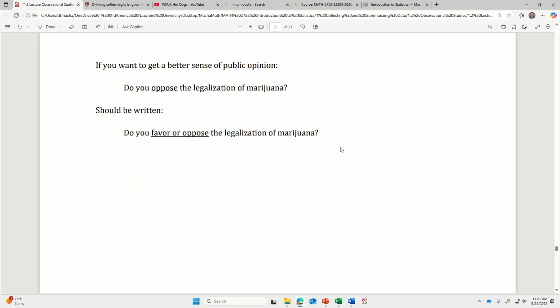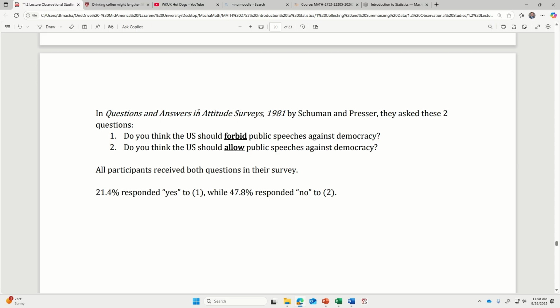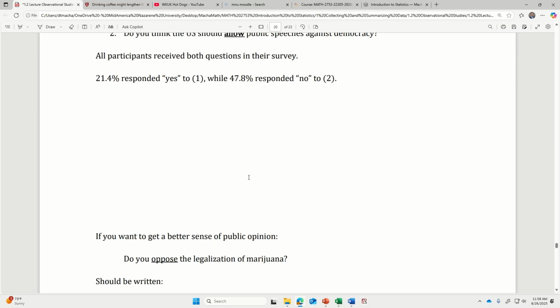The best practice is to use both words. The best practice here is not to ask, do you oppose the legalization of marijuana, but to say, do you favor or oppose? It reduces that effect by a little bit. Like if they had asked the question, do you think the U.S. should forbid or allow? Then hopefully you would get a percentage somewhere between 21 and 48%.